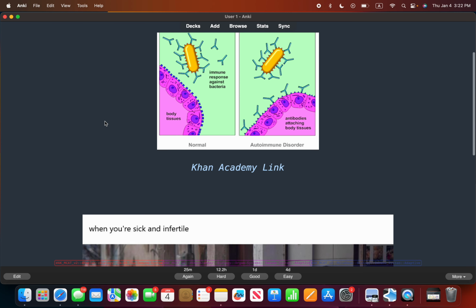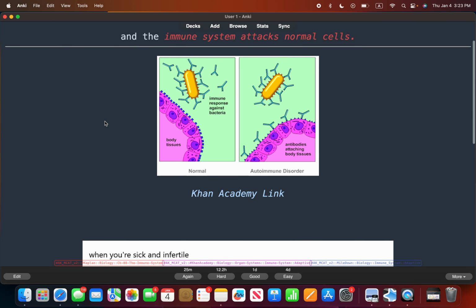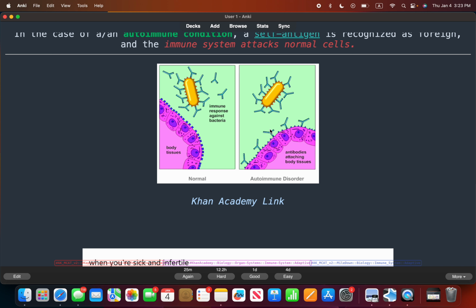Yeah, whatever. So immune response against bacteria, antibodies attaching to body tissues.